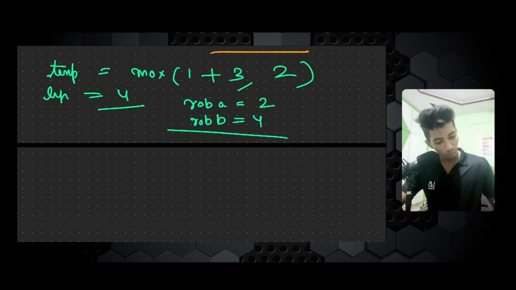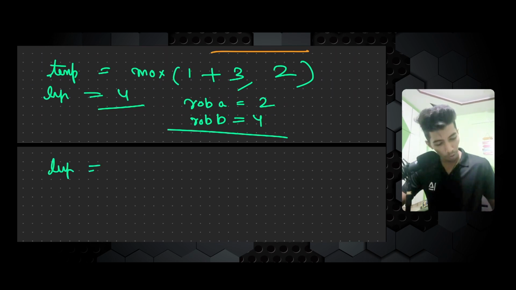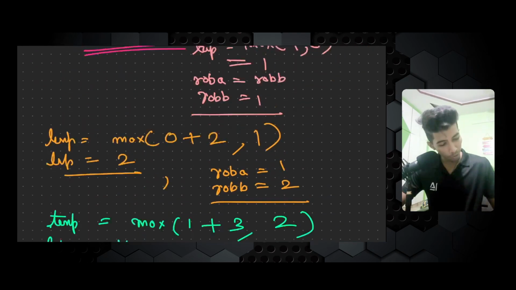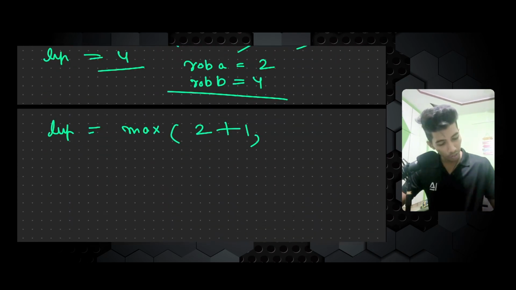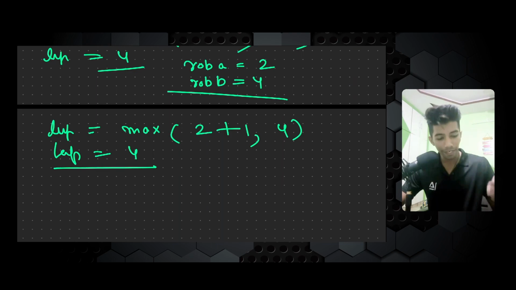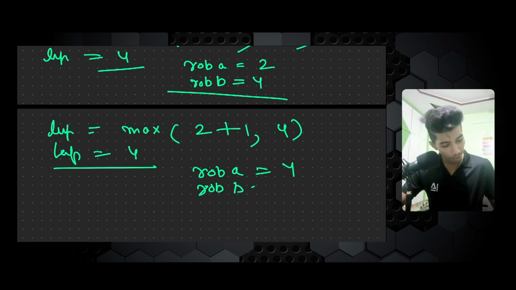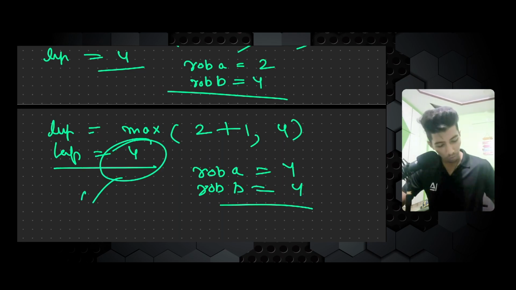Now we will go to our next thing, which is temp of maximum. Here my rob a is 2 plus this particular 1, so 2 plus 1 and 4, and we all know this 4 will be winning here, and my array traversal is complete. So at the end my rob a will become the rob b. Rob b is nothing but my 4, and then my rob b will become 4.